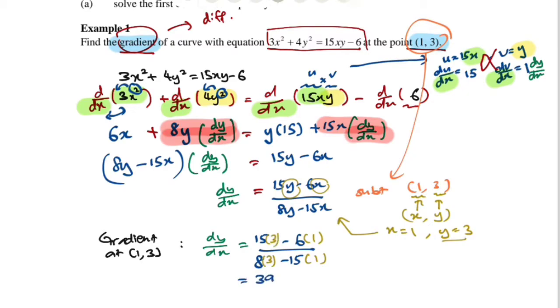When you press your calculator, you will get 39 over 9. And this is equal to 13 over 3. Your final answer must be in the simplified form. So this is the gradient, 13/3, at the point coordinate 1, 3 of this equation.